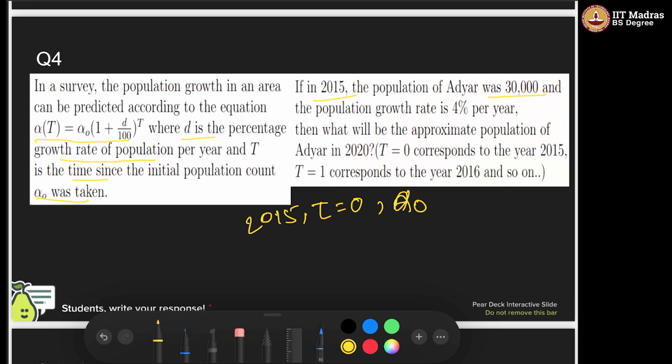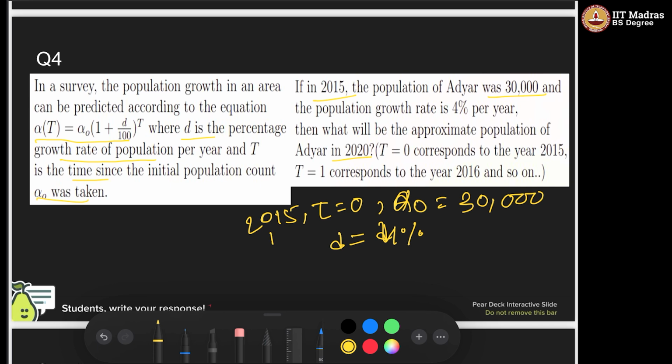alpha naught, the initial population, was 30,000. So this is the value of alpha naught. The population growth rate is 4%. That means we have been given the value of D, which is 4% per year. Then what will be the approximate population of Adyar in 2025?